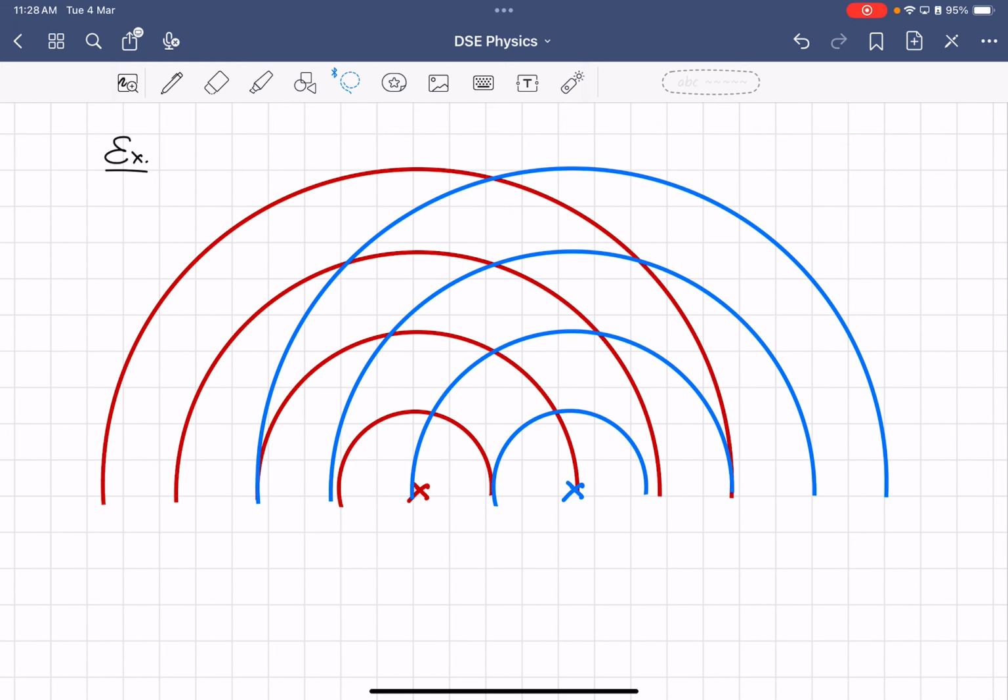Diagram like this. Every time you're given this kind of diagram with so many circles, you need to read the notation first. There are two types of notation. One situation is that these lines are all crests in a diagram. In this case, this will be one wavelength. Similarly for the blue one.